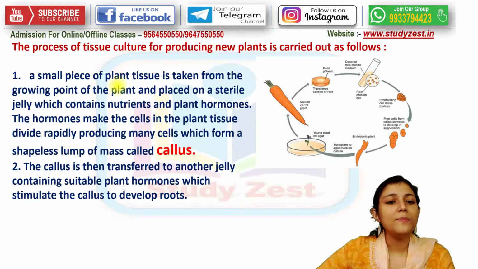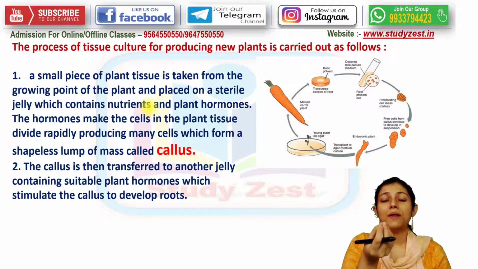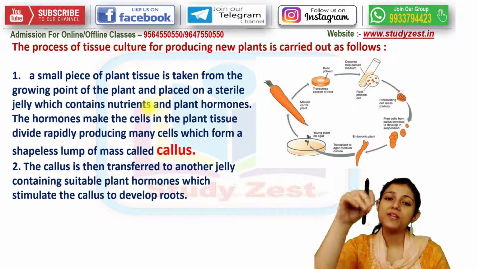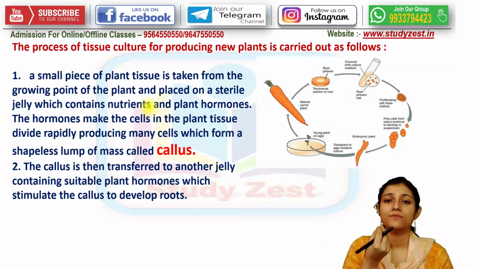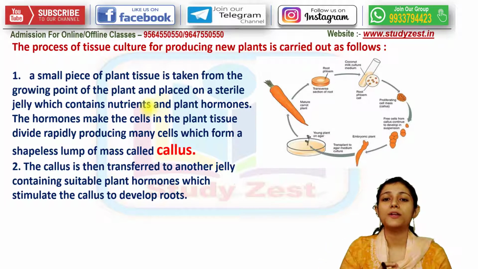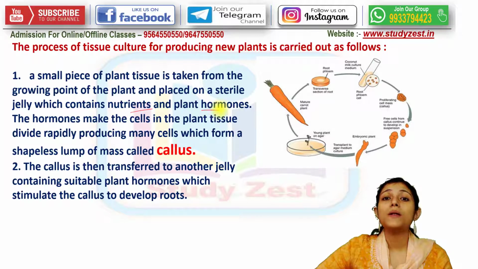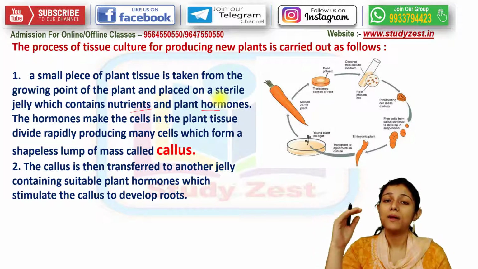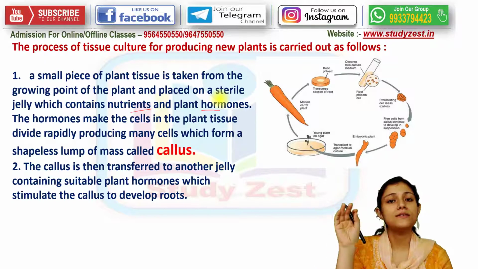Firstly a small piece of plant tissue is taken from the growing point of the plant and is placed on a sterile jelly. The medium of the plant which is given, all the nutrition are present within the medium, that is present in the form of thick sterile jelly. Okay, sterile means without any contamination, कोई germ, कोई contamination नहीं है बाहर से. And it contains suitable nutrients and also the plant hormones. plant growth के लिए plant hormones चाहिए, plant growth regulators चाहिए, तो वो इस medium में present रहता है.